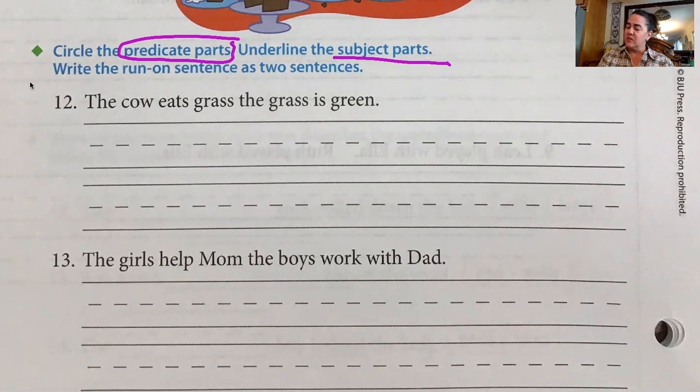Eats. Eats what? Eats grass. That's our predicate part for the first part. What about the second part? They're trying to trick you. The grass is green. Give me the predicate part there, JJ.